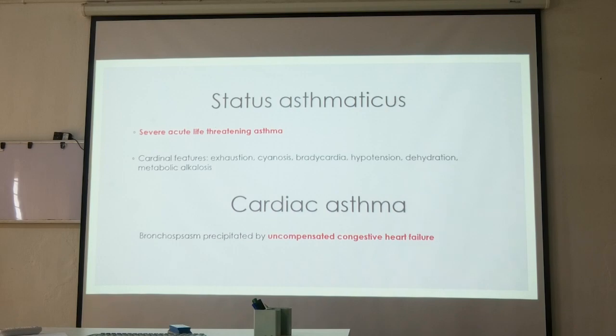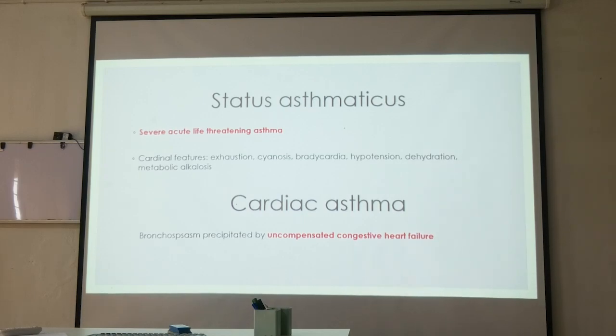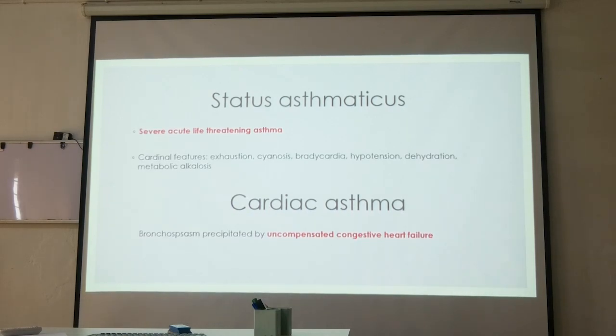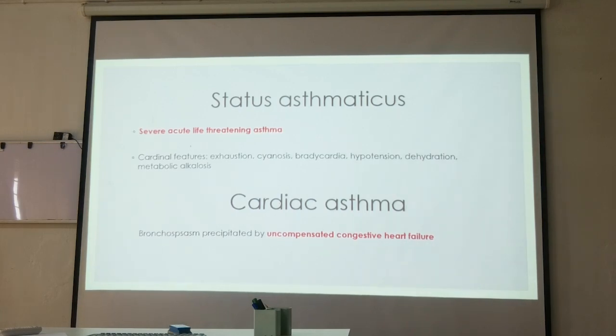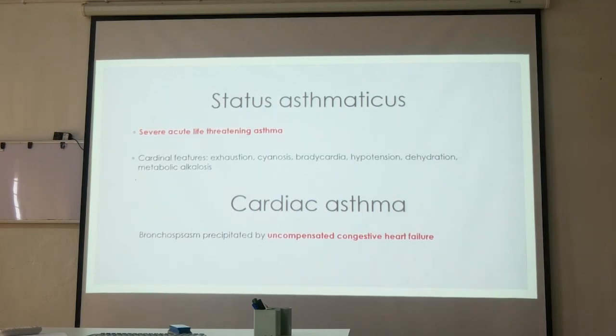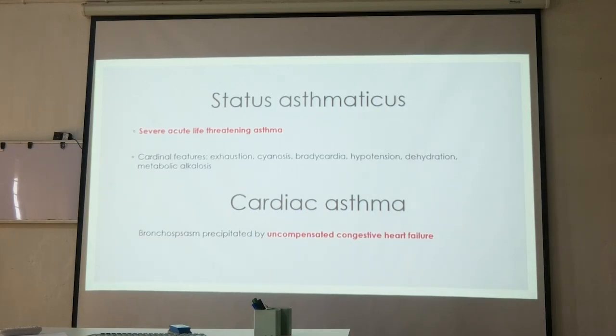Status asthmaticus, as discussed, is a severe, acute, life-threatening episode of bronchial asthma, and the cardinal feature is severe breathlessness. The patient is not able to even speak a sentence. The patient may be hypoxic, may be cyanosed. In the initial phase, there will be severe tachycardia, but in the advanced stage, the patient may develop bradycardia. The patient may develop hypotension, dehydration, metabolic alkalosis.